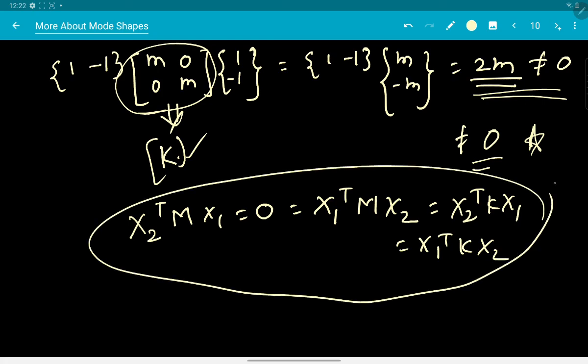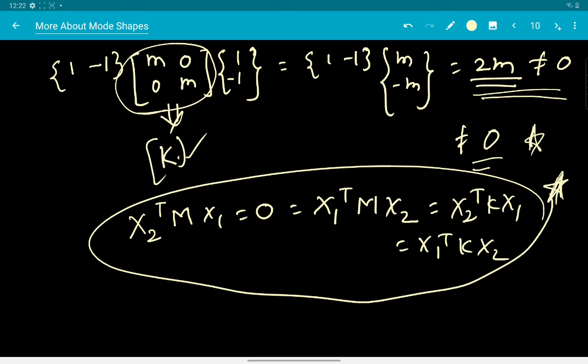You could have proven it mathematically as well. However, I am not doing it in the interest of time, but you can have a look at it if you are interested. So this is called orthogonality of mode shapes. You can have a look at it by yourself at any point of time, and if you feel like discussing that with me, you can ask me if you happen to have any query at all.